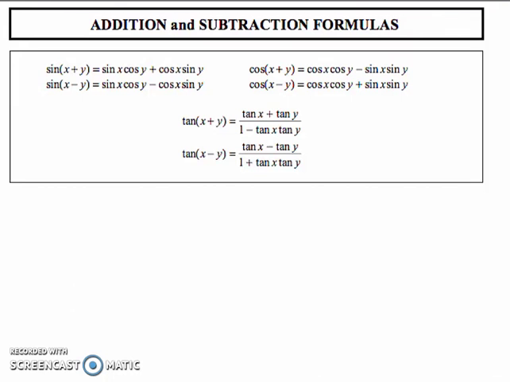Hello, Precalculus friends. This is section 7.2 notes. Today we are going to be talking about some addition and subtraction formulas.